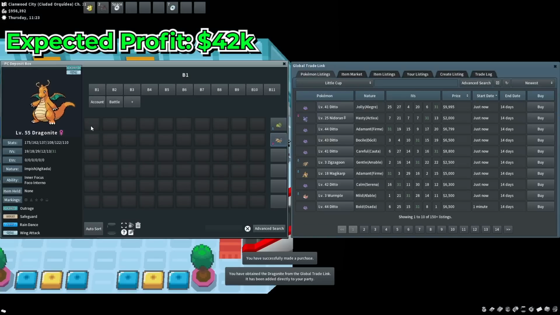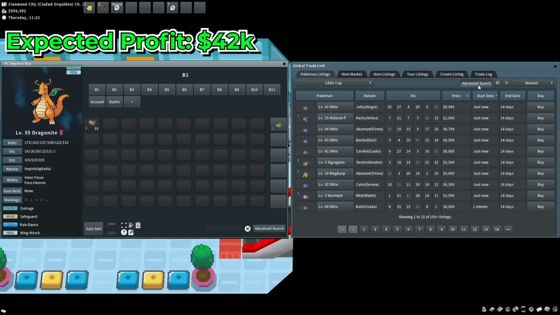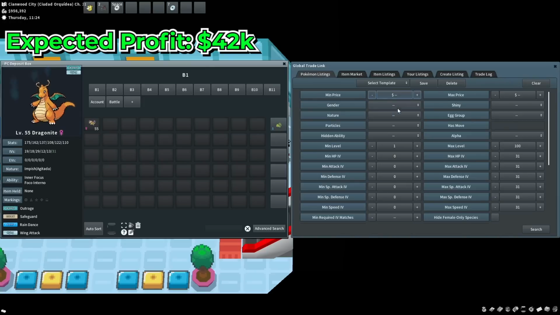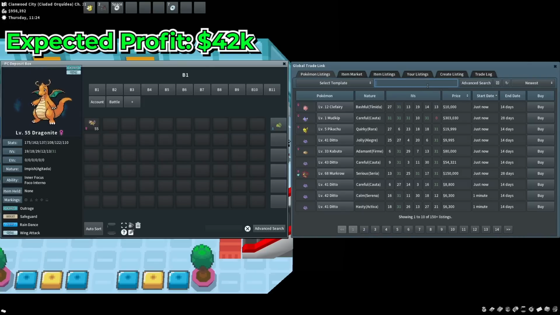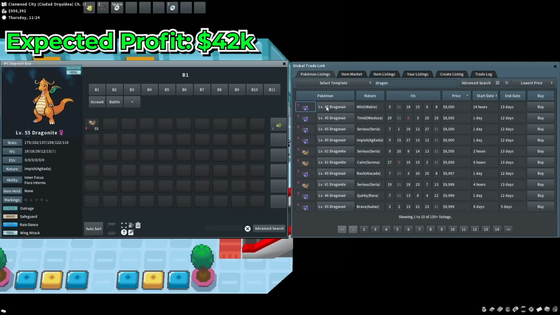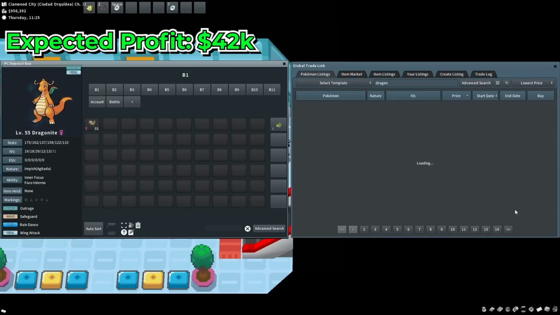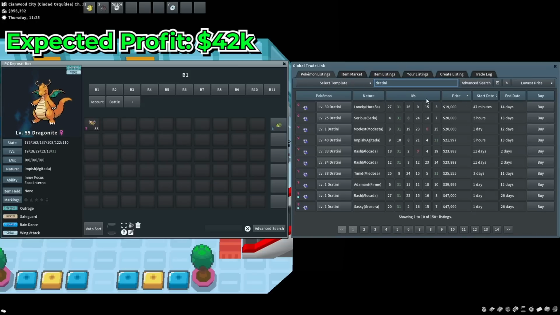Now this is Dragonite female with 31 IVs in speed. It goes usually for 7 to 10k. I just wanted to show you because it's relevant for one thing. If we put Dragonite here, we can see that Dragonair also appears, and it goes for about 8k, but if we put here Dratini, it goes for 20k.